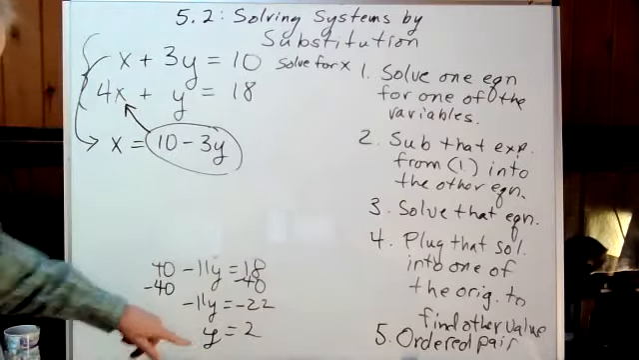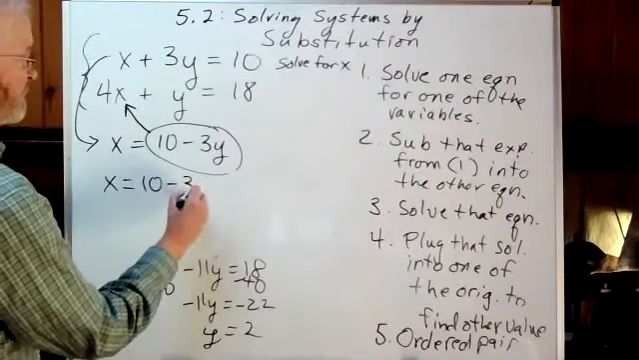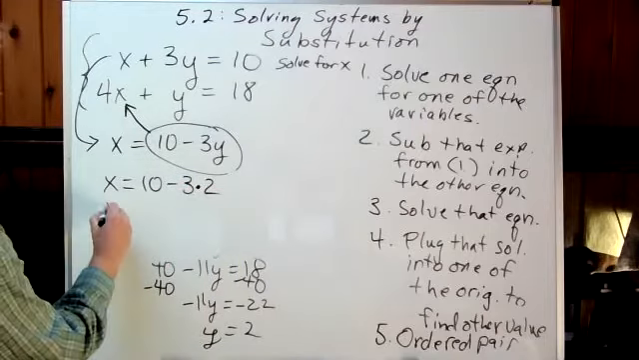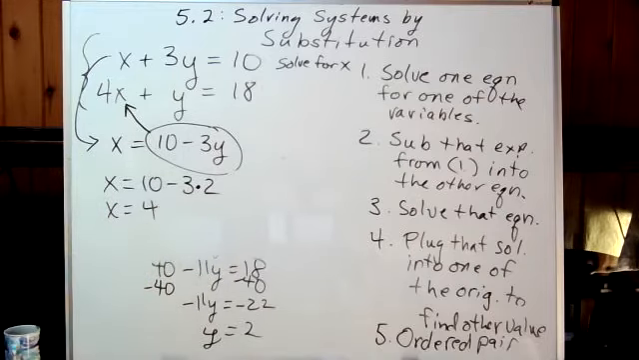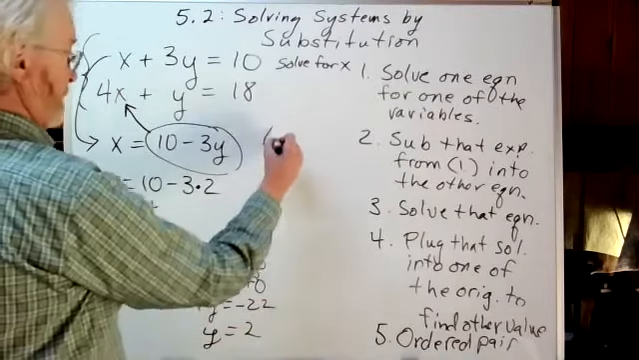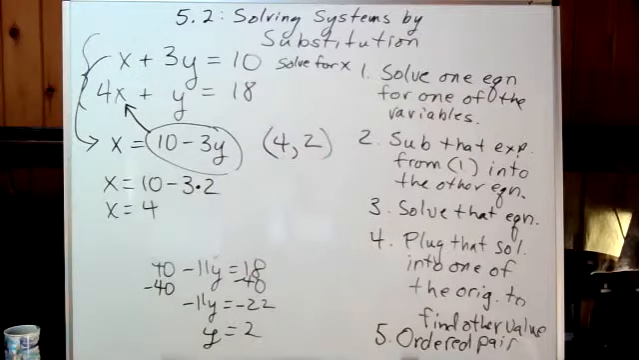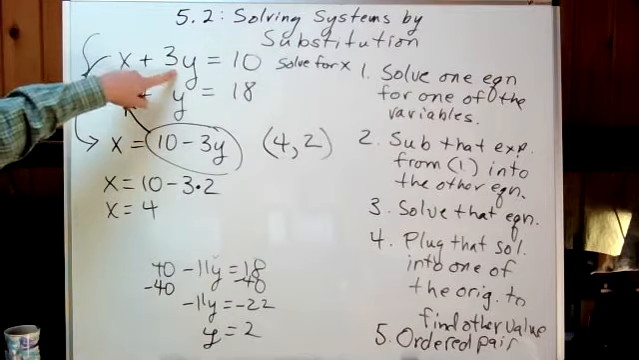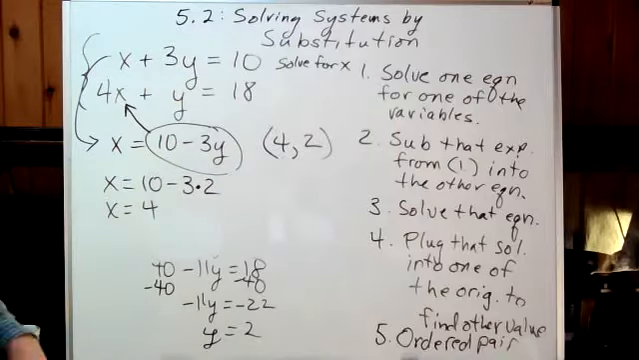Okay, so I know that y is 2. The x is going to be 10 minus 3 times 2. 10 minus 6 is 4. Ordered pair, my solution then: x first, then the y. There's my solution. 4 plus 3 times 2 is 6, which is 10. I could check. I could plug it into both.